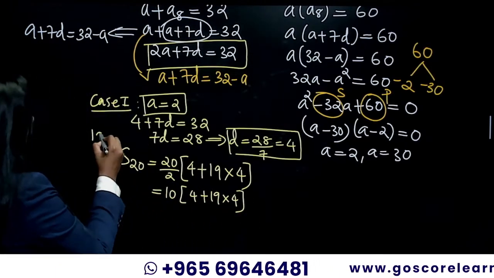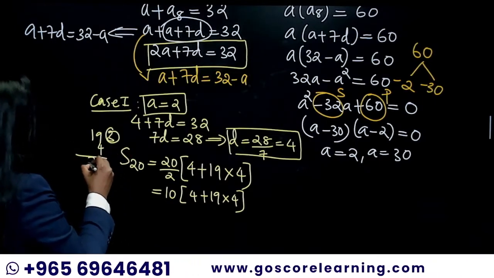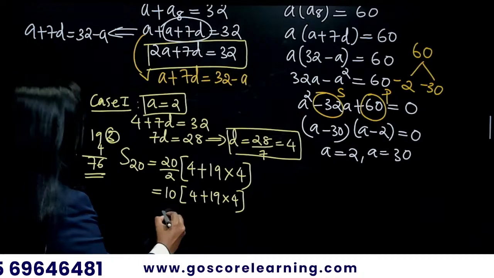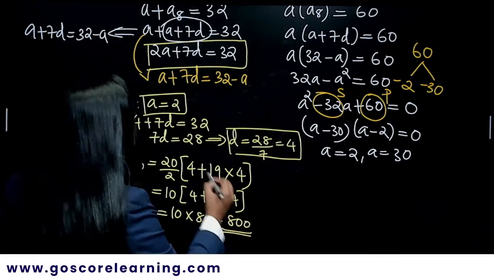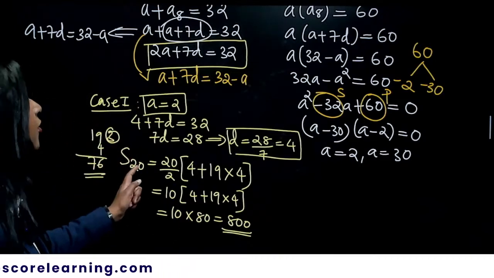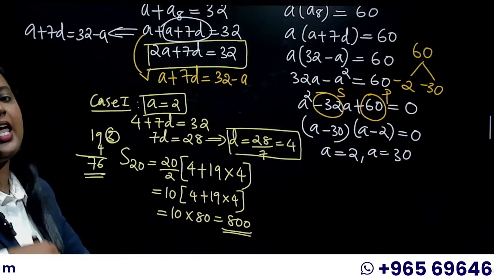So what is 19 into 4? 76 plus 4 is 80. So 10 into 80, which is going to be 800. So the first case is over, that is when A is equal to 2. We got the value of D as 4 and S20 is going to be 800.